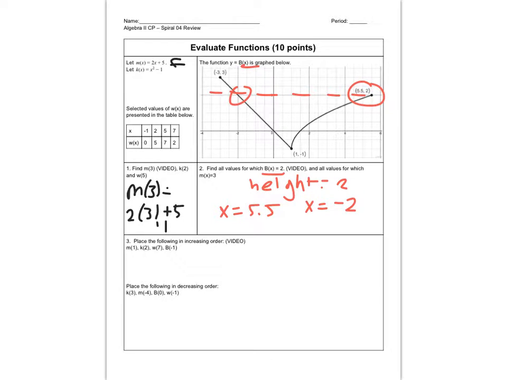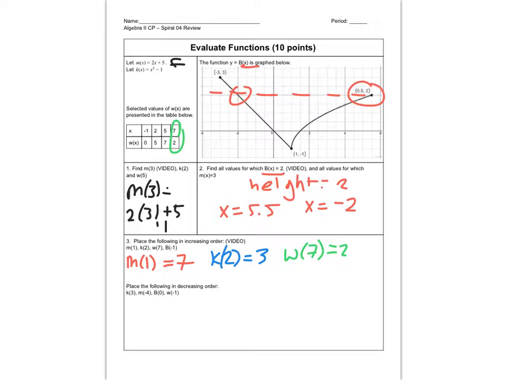Next up, we've got to place the values in increasing order. So I've got to find each of these things. M of 1 is going to be 2 times 1 plus 5, so that's 7. K of 2, that's going to be 2 squared is 4, minus 1 is 3. I've got to find W of 7. That's in here. That's going to be 2.